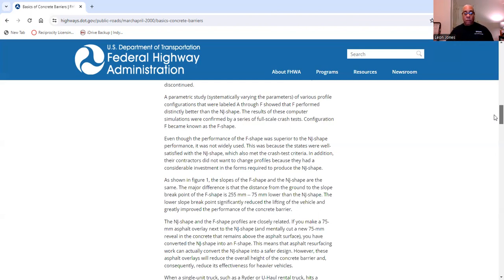Now, as I showed before in figure one, the slopes of the F shape and the NJ shape are the same. The major difference between the two is that the distance from the ground to the slope breakpoint of the F shape is 255 millimeters, which is 75 millimeters lower than the NJ shape. Now, the lower slope breakpoint significantly reduced the lifting of the vehicle and greatly improved the performance of the concrete barrier.